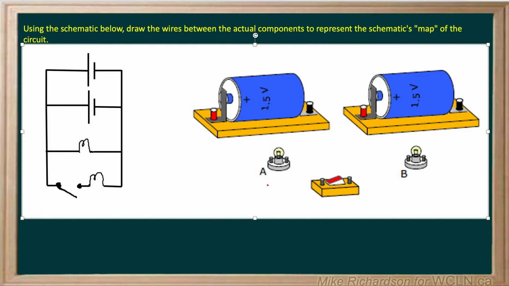Okay, here we have a schematic on the left telling us how we're going to connect these real-world components on the right. Now on the left we see two batteries. They're actually connected in parallel. We'll learn more about that later on in the course.